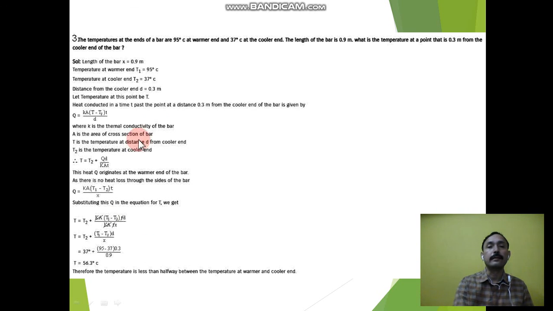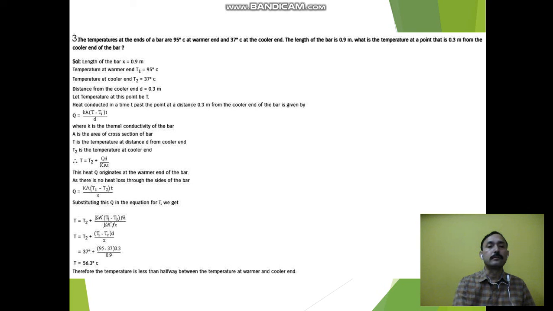Now the length of the bar is given, that is 0.9 meter. Temperature at the warmer end T1 is equal to 95 degrees centigrade. Temperature at the cooler end T2 is equal to 37 degrees centigrade. Distance from the cooler end D is equal to 0.3 meter. Let the temperature at this point be T. Heat conducted in a time t past the point at a distance 0.3 meter from the cooler end of the bar is given by Q is equal to K A (T minus T2) by D into t, where K is the thermal conductivity of the bar.